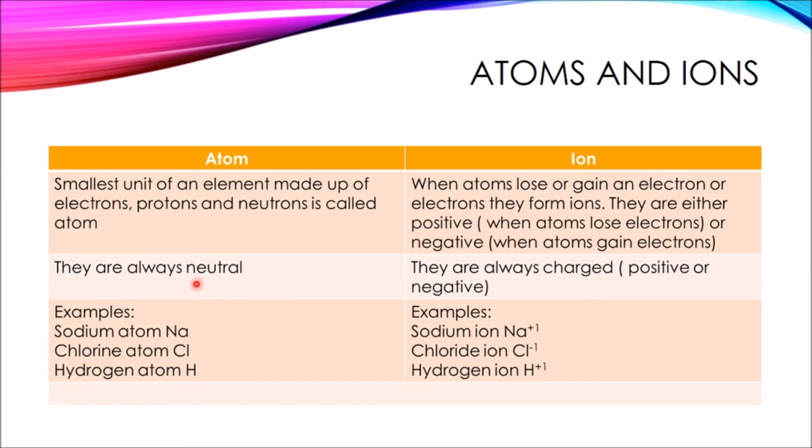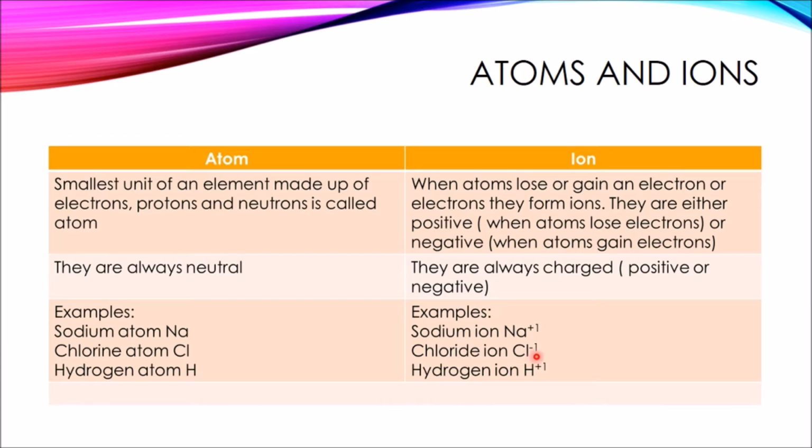Atoms are always neutral. What do you mean by this? Atoms are not charged. Atom के ऊपर कोई charge नहीं होता, okay? But as we know that ion is a charged particle, so it always has a charge. The charge may be positive or the charge may be negative. The examples of atoms are sodium atom, and the same sodium atom when it forms an ion, it has a positive 1 charge. Another example is chlorine atom. When the same chlorine atom forms an ion, it has a Cl 1 negative charge.